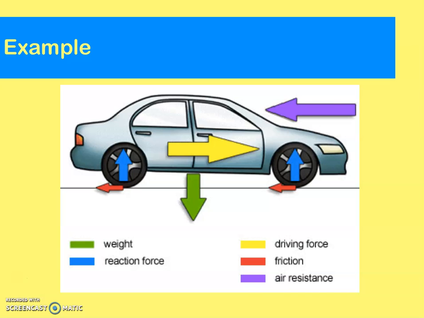If you look at the purple arrow, this is air resistance. This is the amount of force that the air will push against the car as it is moving forward. The car will not move if the yellow force is not bigger than the purple and red forces together.